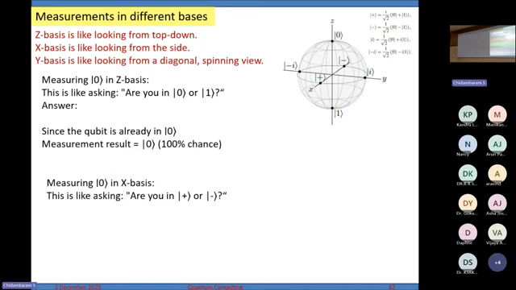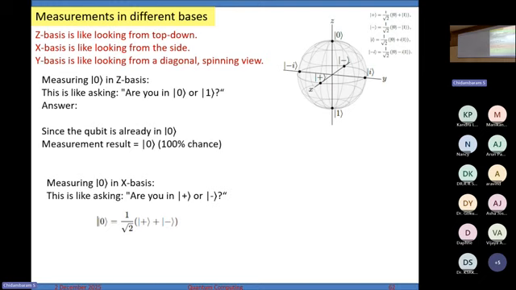Now I have 0. What is the basis I am measuring? X basis. What is the question I am asking? Are you in plus or minus? My qubit is in 0 only. When I am measuring in the Z basis, I am asking the question, are you in 0 or 1? Now I am measuring in the X basis. My basis is changed. My question is, are you with plus or minus?